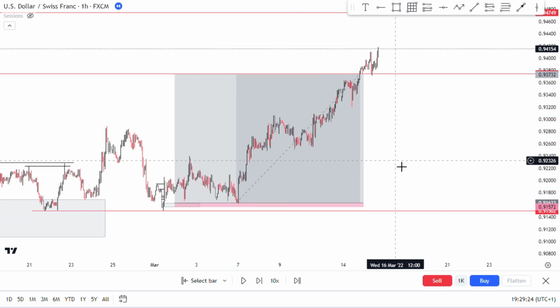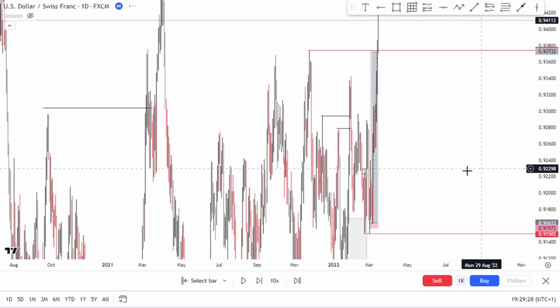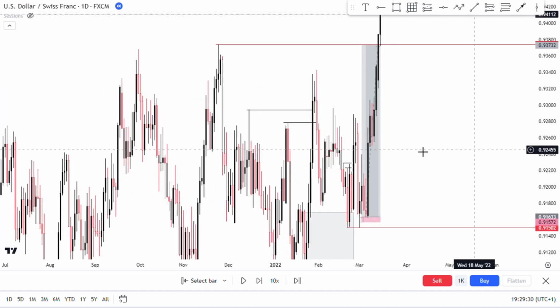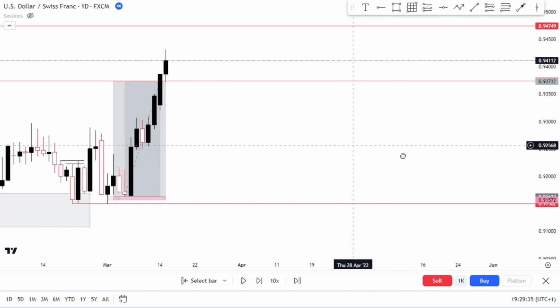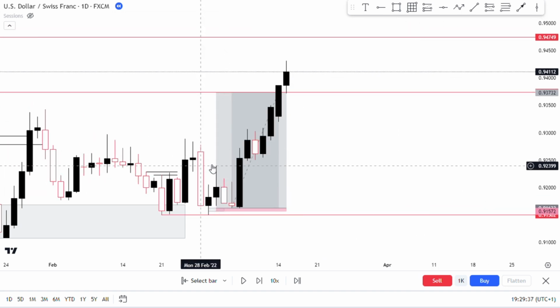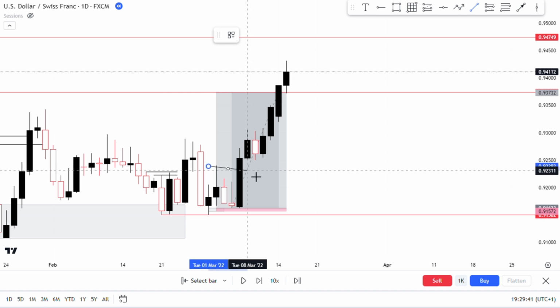So let's go back to the daily time frame. On the daily time frame right now, if you check the markets, you can do some analysis. Price ended up breaking this particular high here, and also this particular high here.